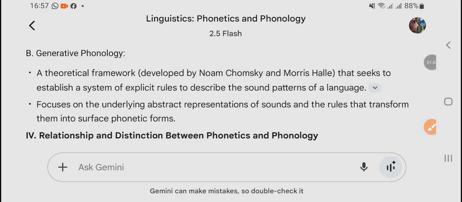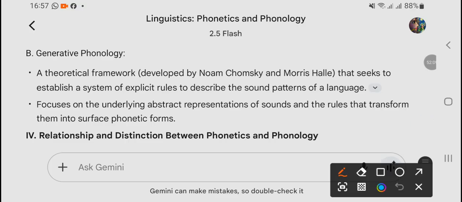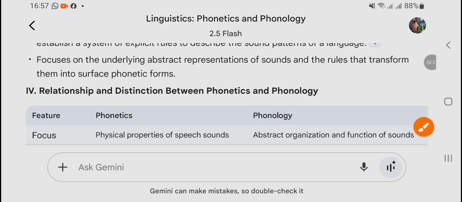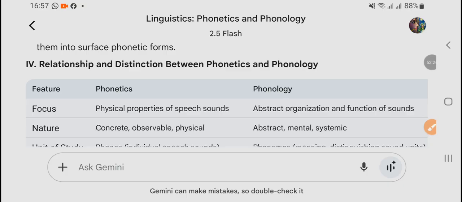The next is generative phonology. It is a theoretical framework developed by Noam Chomsky and Morris Halle that seeks to establish a system of explicit rules to describe the sound patterns of language. It focuses on the underlying abstract representation of sounds and the rules. Abstract representation is not in written form. That is something to do with the mind, and rules that transform them into surface phonetic forms. So that is important.